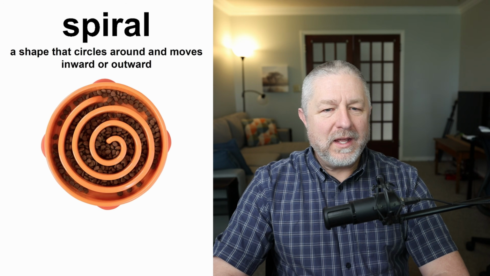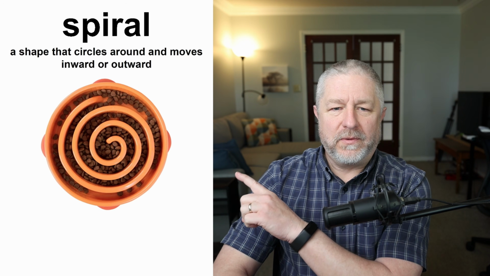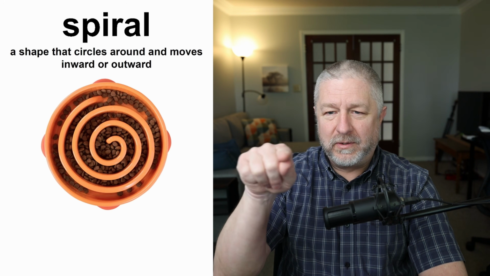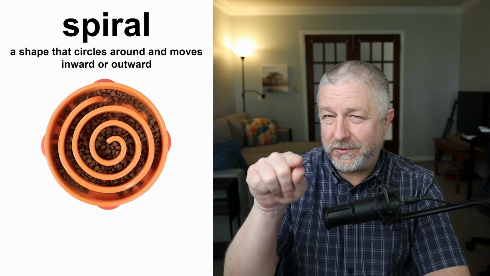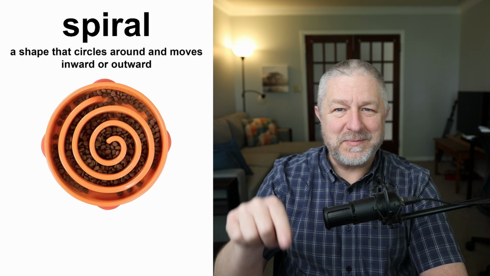Spiral, a shape that circles around and moves inward or outward. So this is a classic spiral. A spiral goes in a circle, but slowly gets smaller. Although if you start in the middle and describe it, it goes in a circle and slowly gets bigger.